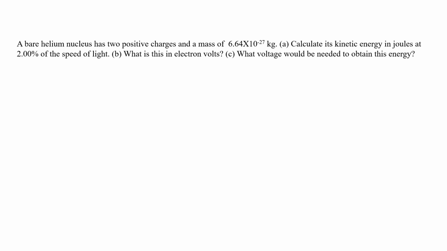A bare helium nucleus has two positive charges and a mass of 6.64 times 10 to the negative 27 kilogram. Calculate its kinetic energy in joules at 2.00% of the speed of light.